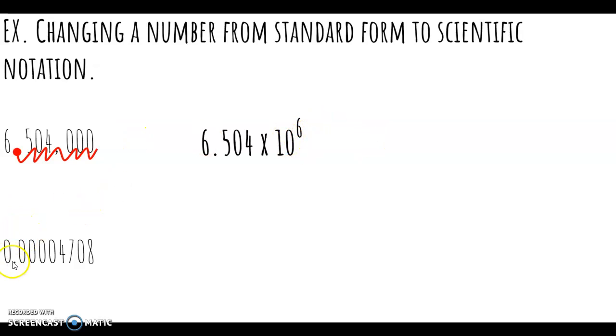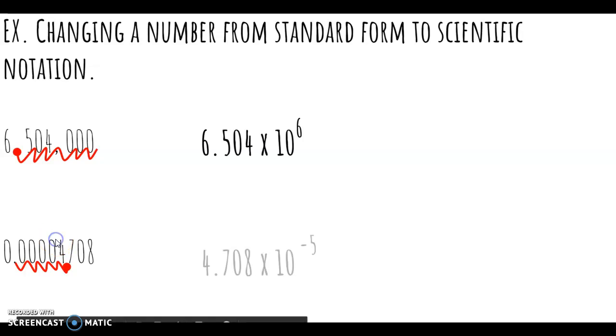Okay. Now we have 0.00004708. Is that number larger than 1? Nope. So I know my exponent's going to be negative. And I'm going to keep moving here until I am in front of one single number that's not a 0, which would happen to be this 4. So I have 4.708 times 10 to the negative 5.